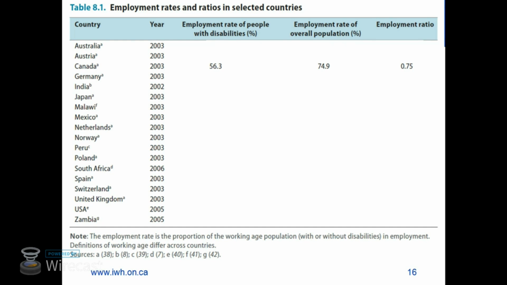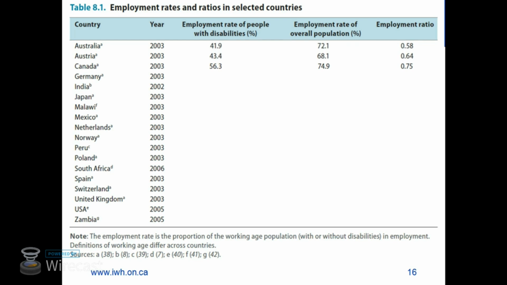So if we look at Canada in 2003, the overall employment rate was 75%, and among people with disability it was 56%, so lower. So the employment ratio is 75%, which is just this one divided by the other one. How many people are employed? From those who are employed, how many have disabilities? So 75% is the employment ratio.